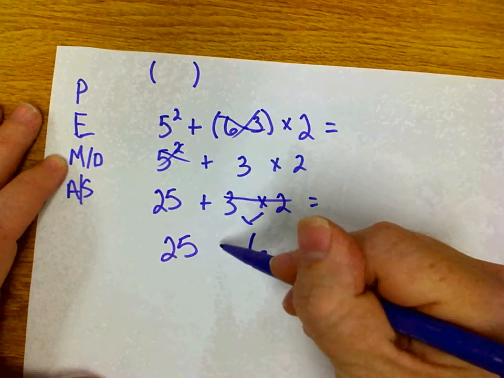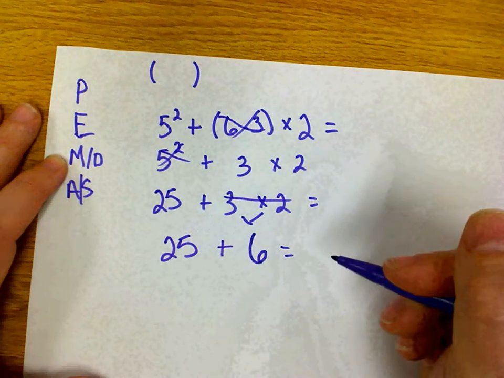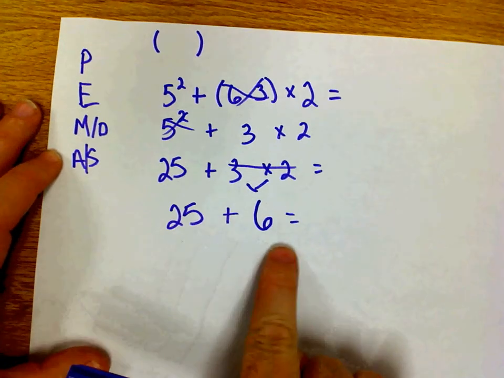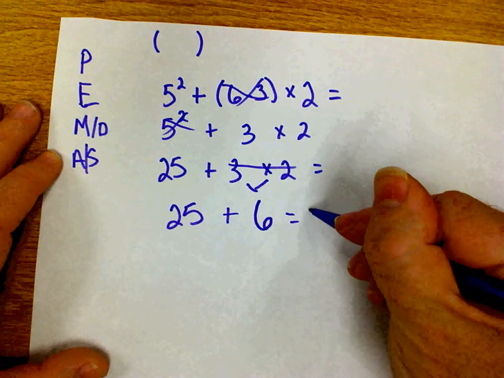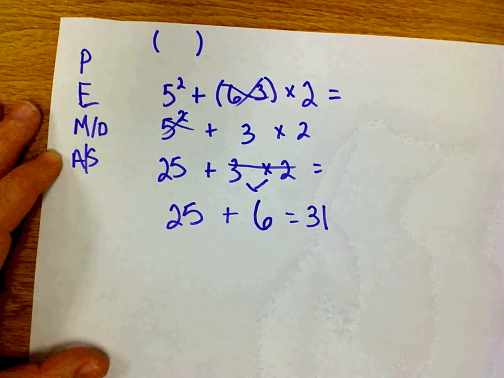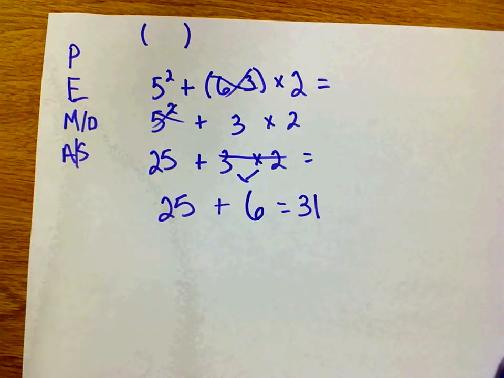25 plus 6. Addition, subtraction. Look, there's my addition. Left to right. 25 plus 6 is 31. And that's just a real quick, brief, easy summary of just how to get this order of operations down.